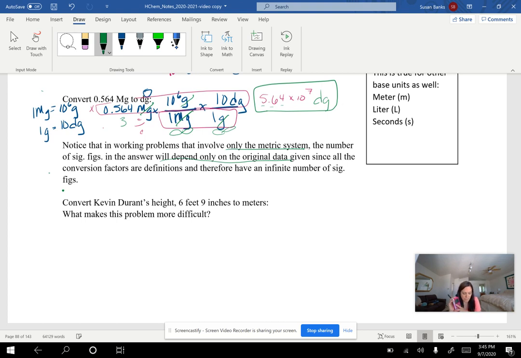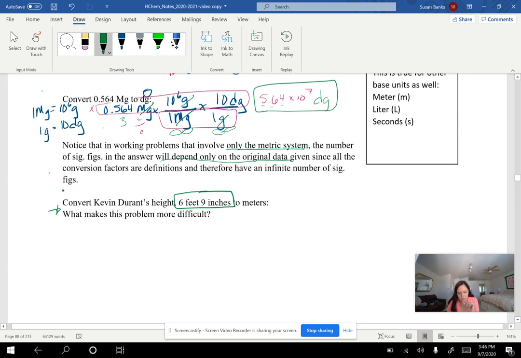So the first thing we're going to try and do is convert Kevin Durant's height of 6 feet 9 inches into meters. And there are a couple things. This next question, what makes this problem a little bit more difficult? I think there are two things that make it more difficult. The first thing is we are mixing metric with the British or the English system. The other thing that makes it more difficult is we've got a mixed number here, 6 feet 9 inches.